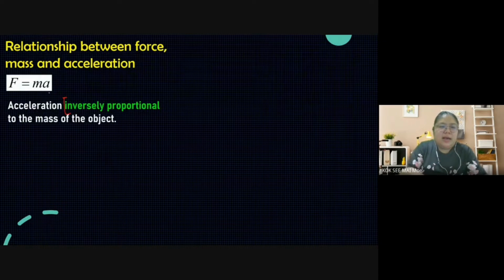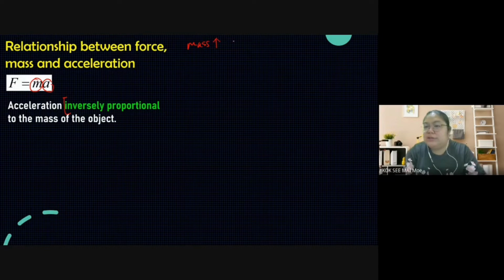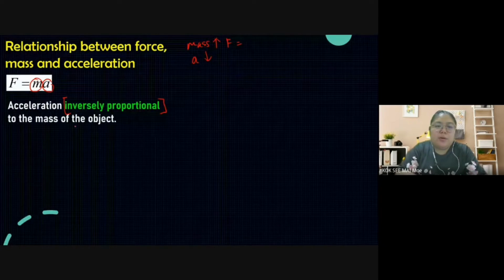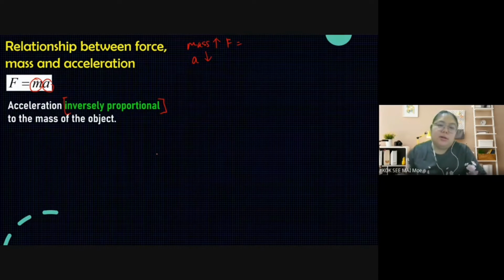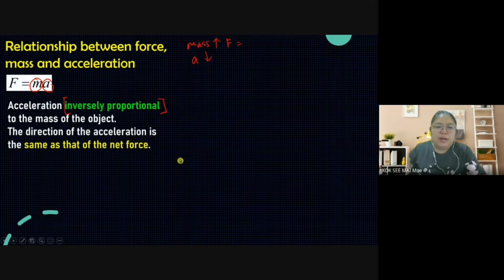Acceleration and also mass. So you think about the logic. When the mass is increasing, the trolley is full with groceries, and your force is constant, what do you think about the acceleration? Sure, it drops. So it's inversely proportional to the mass of the object. So we can plot the graph later.